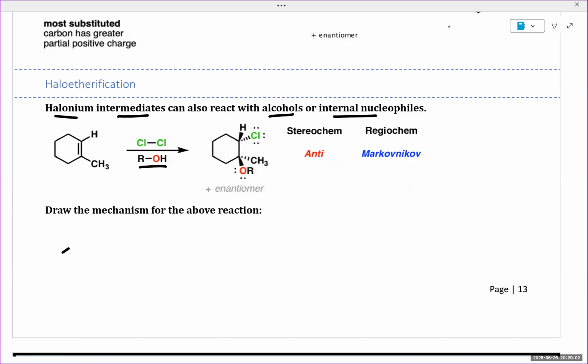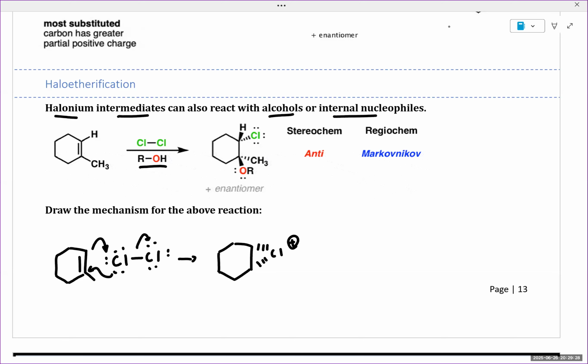Okay, so first and foremost, we're going to need to form a halonium ion. This time we're using chlorine rather than bromine, but the mechanistic step is identical. I'm going to suppose that we're going to generate the halonium ion, in this case, because the chlorine ends up on the bottom, let's just have the halonium ion on the bottom face. From here, our nucleophile, which is just any generic alcohol, will attack and open up the halonium ion.